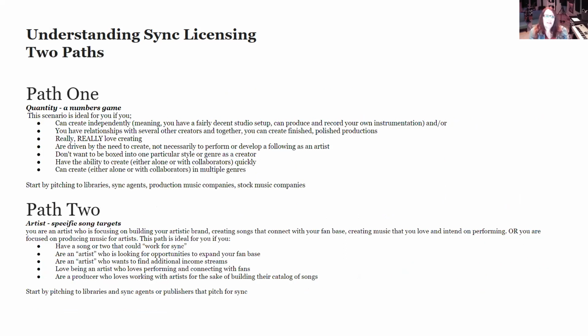Okay, now the two paths. This is, again, just my own ideas, according to Becky. Okay, path one. This is all about creating, and it's a numbers game. The more placements that you get, the more you can actually build your career just on doing sync licensing. So this scenario is ideal for you if you can create independently, meaning you have a fairly decent studio setup and you can produce and record your own instrumentation.